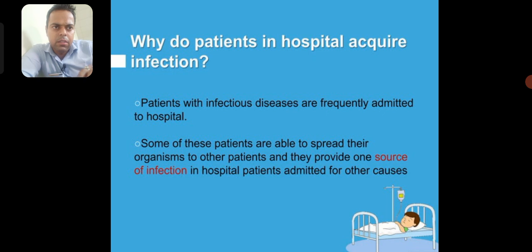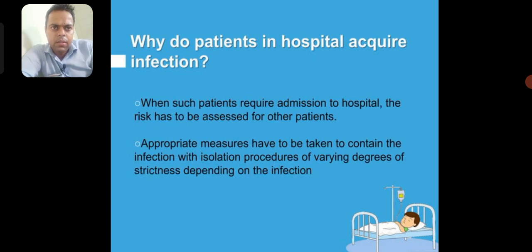Patients with infectious disease are frequently admitted into hospital. Some of these patients are able to spread their organisms to other patients, and they provide sources of infection for hospital patients admitted for other causes. When such patients require admission to hospital, the risk persists for other patients, because they can spread the infection to other patients or nearby patients.